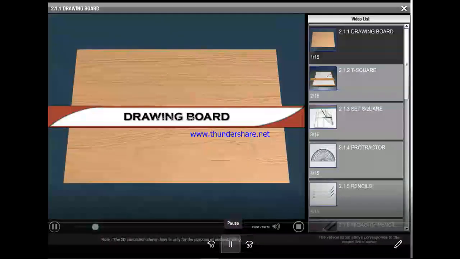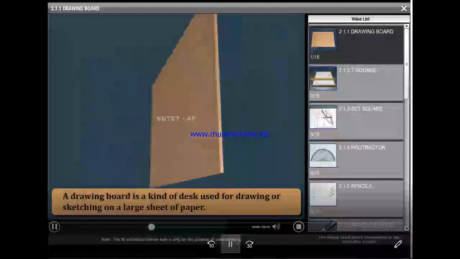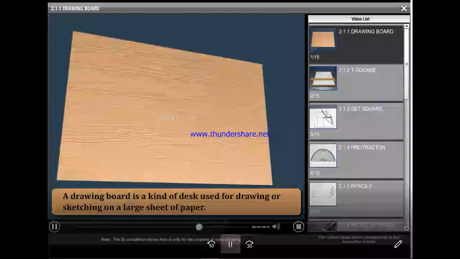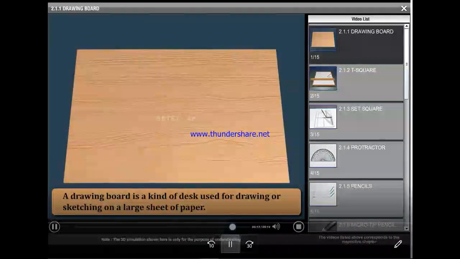In this video, we will see about a drawing board. A drawing board is a kind of desk used for drawing or sketching on a large sheet of paper.